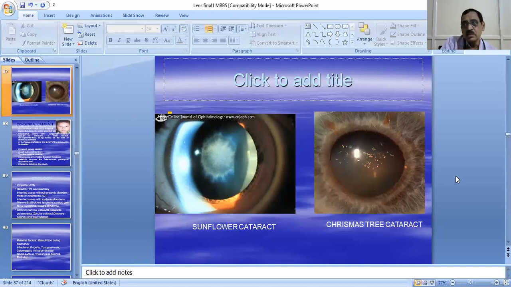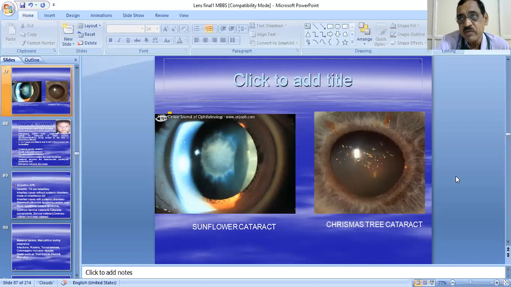Then we have to dilate the pupil, because dilatation of the pupil is very, very important. If you have a fully dilated pupil, it becomes very easy for us to do the surgery. At least 8 millimeters of dilatation is important for doing cataract surgery. Even in less dilated pupils we sometimes do it by using pupillary dilators and such things.